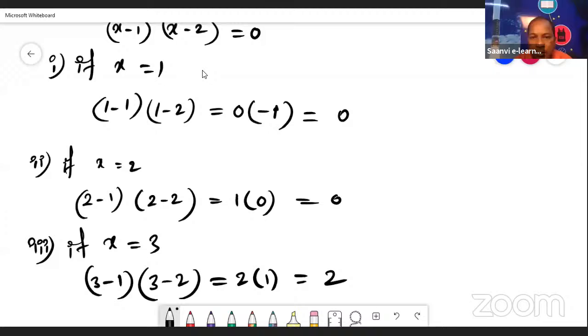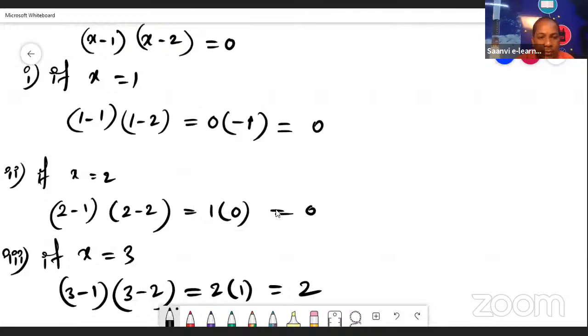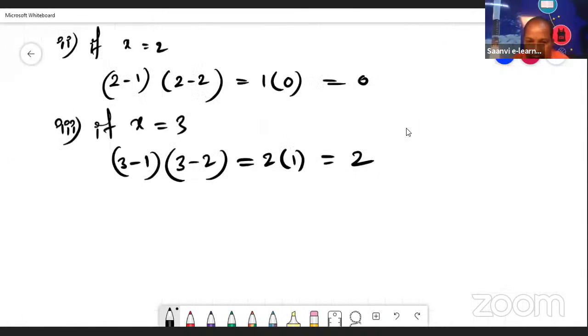According to the given equation, that value should be equal to 0. Why? Because x minus 1 into x minus 2 is equal to 0 is given, no? So when we substitute x values, natural numbers, we should get 0. When we substitute x value 1, we have got 0, and when we substitute x value 2, we have got 0. But when we substitute x is equal to 3, we didn't get 0.